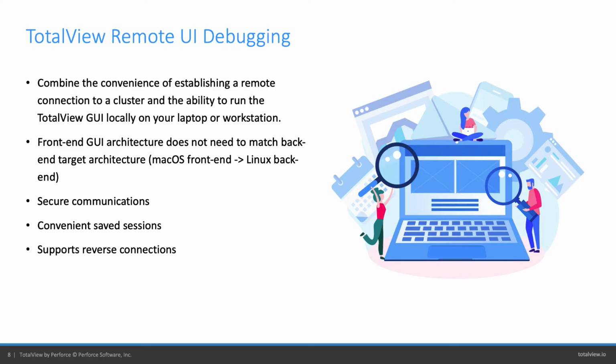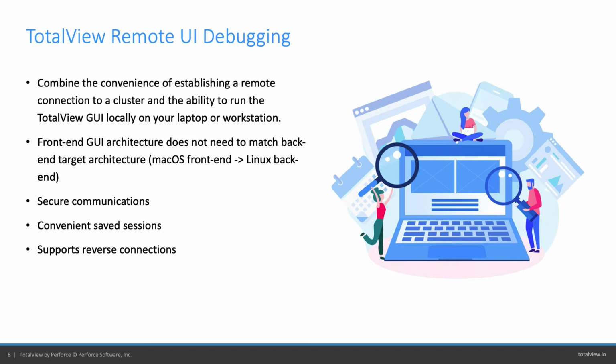TotalView Remote UI Debugging allows you to combine the convenience of running the TotalView GUI locally on your laptop or workstation, yet it's connected to the remote debugging engine that's running on a different system remotely. The front-end GUI is running at full speed with the full power of your laptop, but it's using secure communications to communicate with the back end of where the debugger is actually going. And the front end and the back end do not need to be the same.